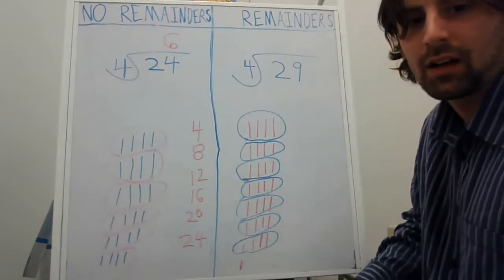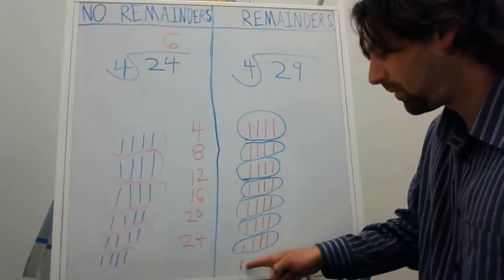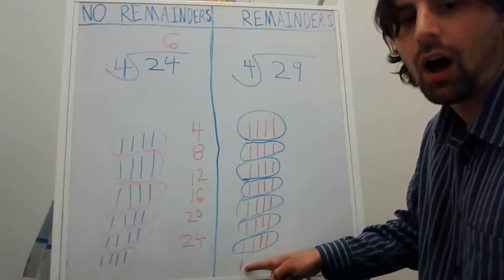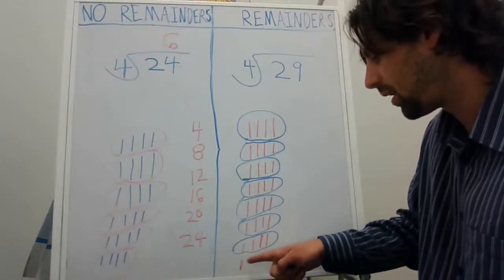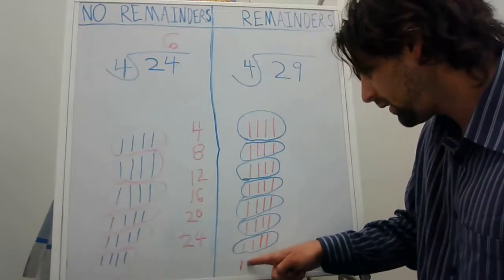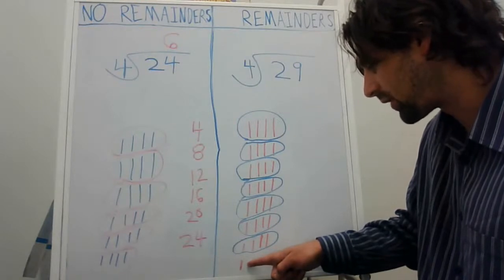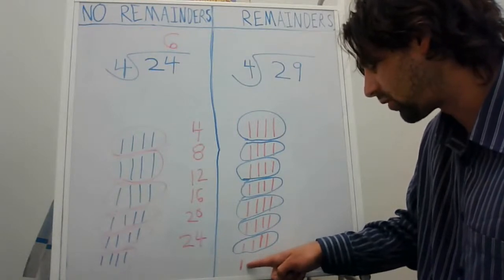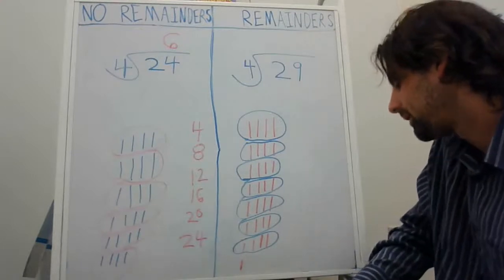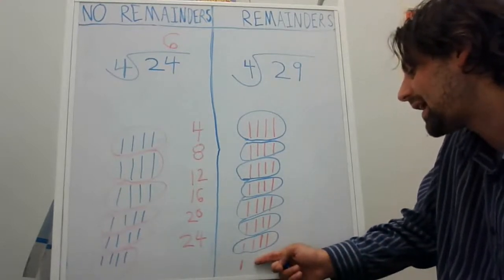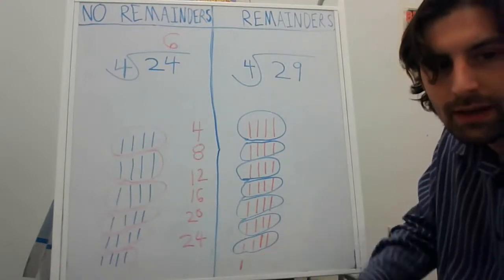Now I'm not going to draw a circle in the last group because I didn't get a full group of 4. I was only able to make one. The final group I was only able to get a group of 1. So I'm not going to draw a circle around that. If I made 3 more tallies and I had another group of 4, I would be at 32. I wouldn't be at 29.